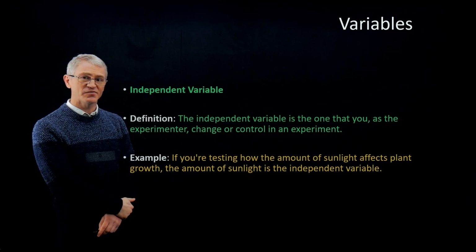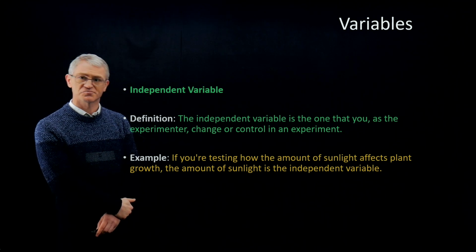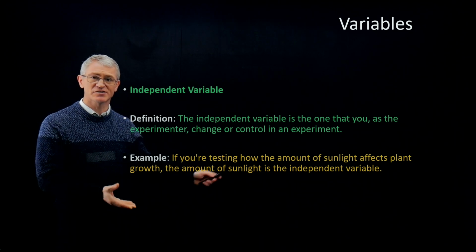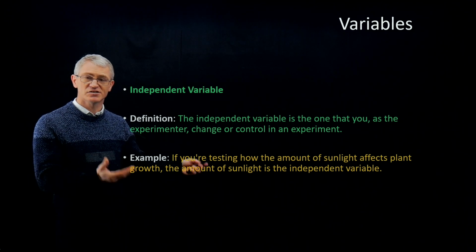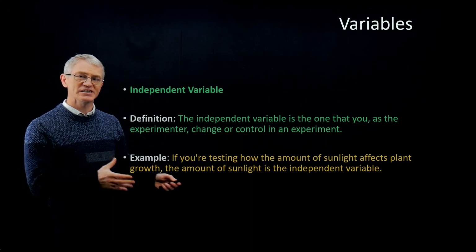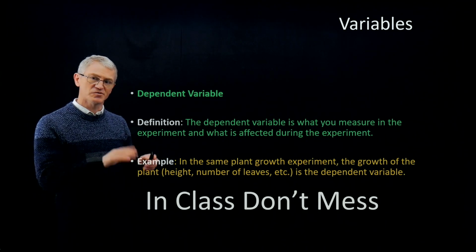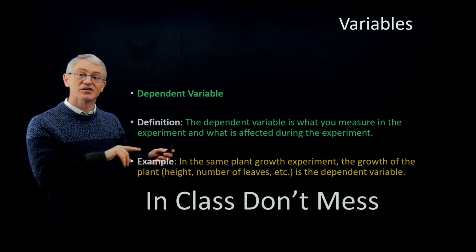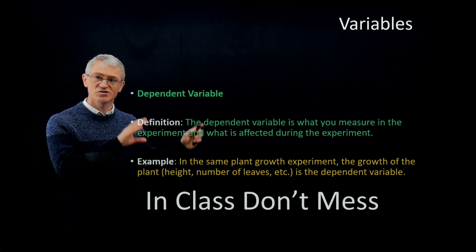Independent variable. The independent variable is the one you change. You're going to change it to different examples. So if you're testing the amount of sunlight, you're going to change how much sunlight you give. Now, there's a really easy way of remembering this. It's called "in class, don't mess". So "in class" is independent change, and the D and M is dependent measure. So it's the one you measure as a result.